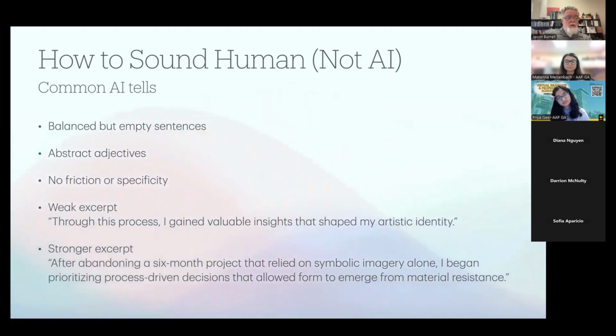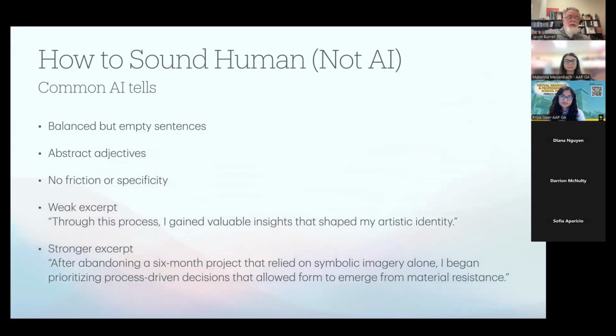Let's get real with this for a moment. If we look at the weak excerpt: through this process, I gained valuable insights that shape my artistic identity. That's a nice sentence, but what is your artistic identity? What is your valuable insight? It doesn't say. I'm not convinced that you've had a valuable insight or that you have an artistic identity with this sentence. Not mentioning it is problematic. It suggests I'm dealing with a poser.